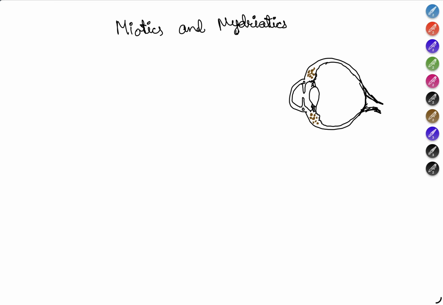Hello friends, let's discuss Miotics and Mydriatics. Miotics are the drugs which cause constriction of the pupil. And Mydriatics are the drugs which cause dilation of the pupil.